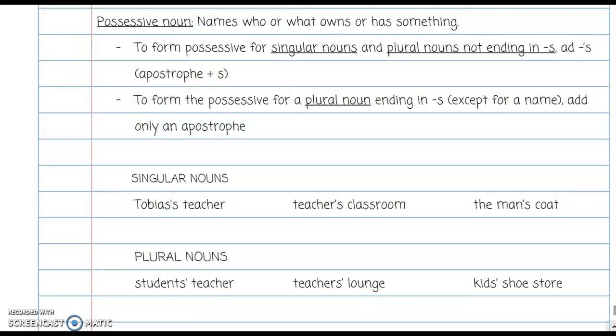For plural nouns turned into possessive nouns, we have the students' teacher. Notice that the apostrophe is after the s. That is showing that all of the students have that same teacher. For teachers' lounge, the apostrophe is after the s, showing that that teachers' lounge belongs to all of the teachers, not just one. And lastly, kids' shoe store has the apostrophe after the s in kids, showing that the shoe store is meant to sell shoes to all kids, not just one kid.